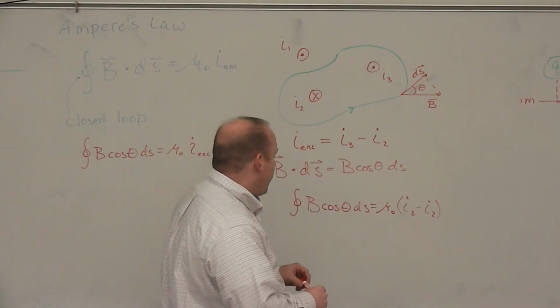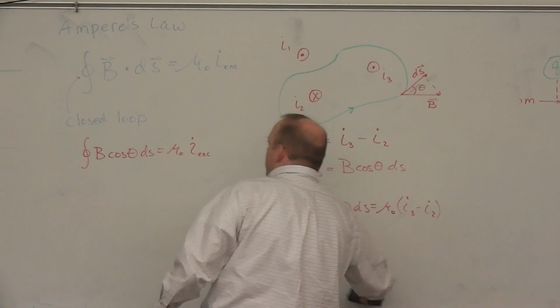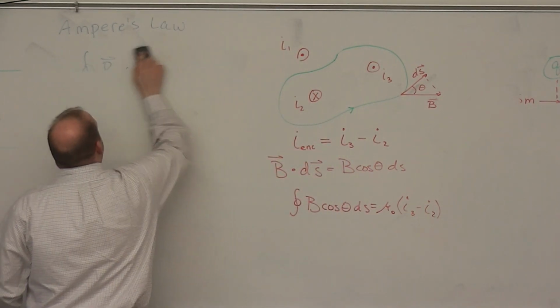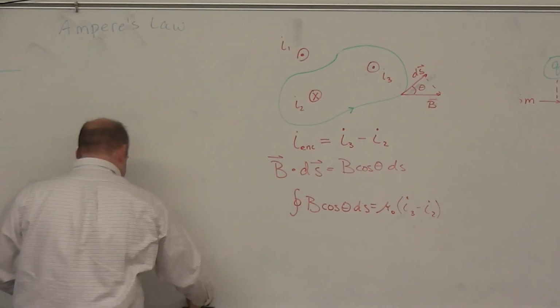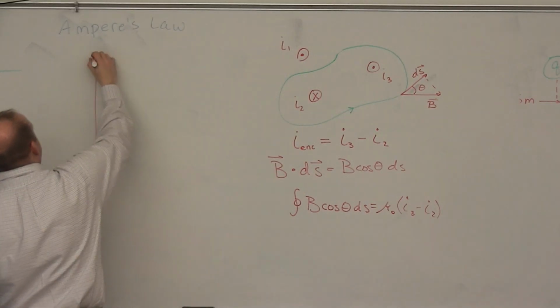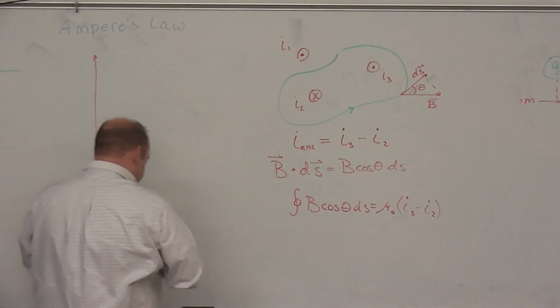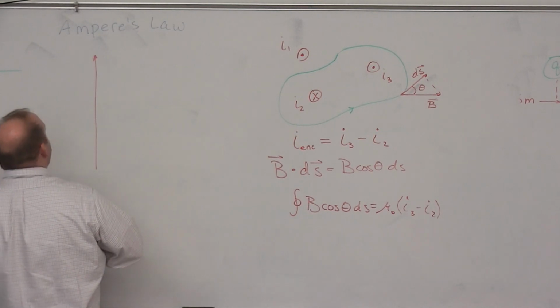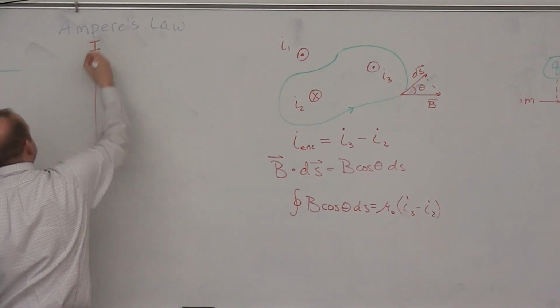Now, we did a long straight wire, and it actually took a little bit of work to get through that. So now, let's take a look at a long straight wire, and see if we can't simplify this down, and see how Gauss's law makes this easier. So now, I have a wire with a current I going in this direction.